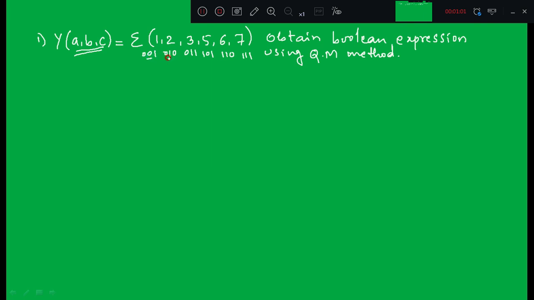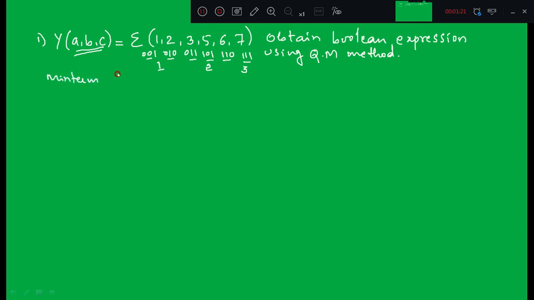So this minterm and this minterm have a single one. These 3 minterms have 2 ones, and the last minterm has 3 ones, right? So you arrange these minterms in ascending order of ones in their binary equivalents. So let us prepare the first table.